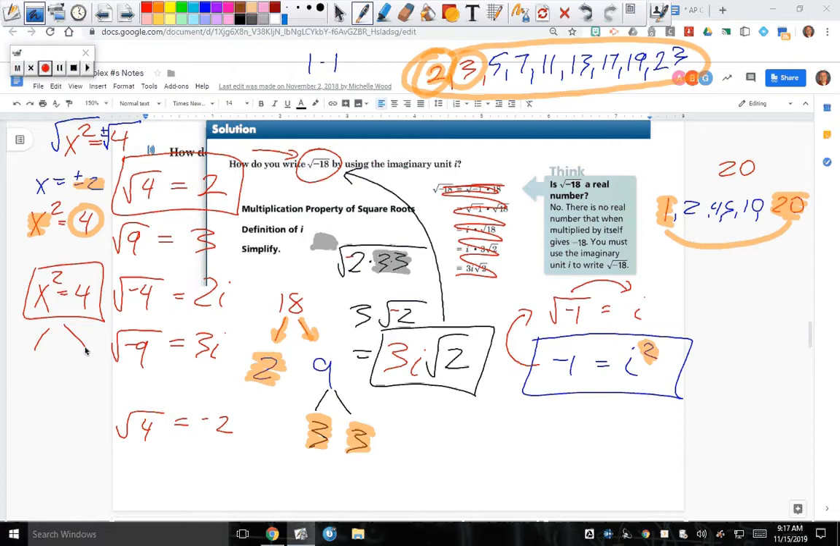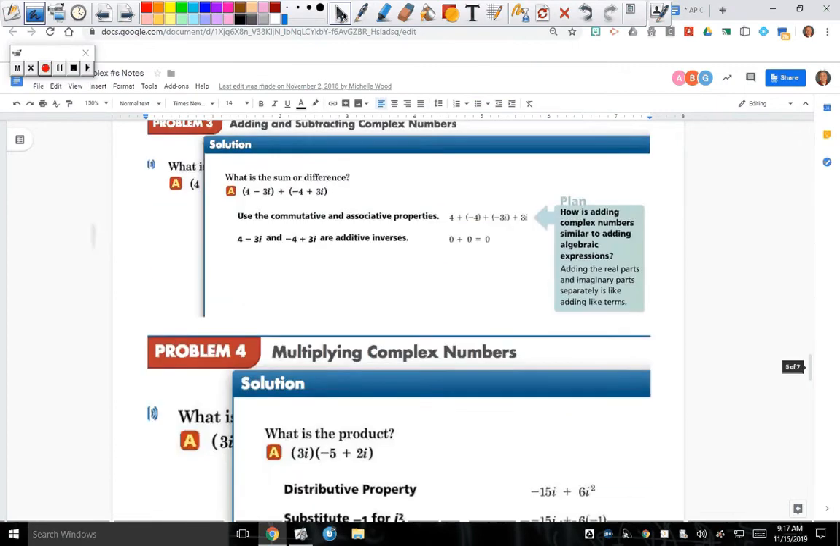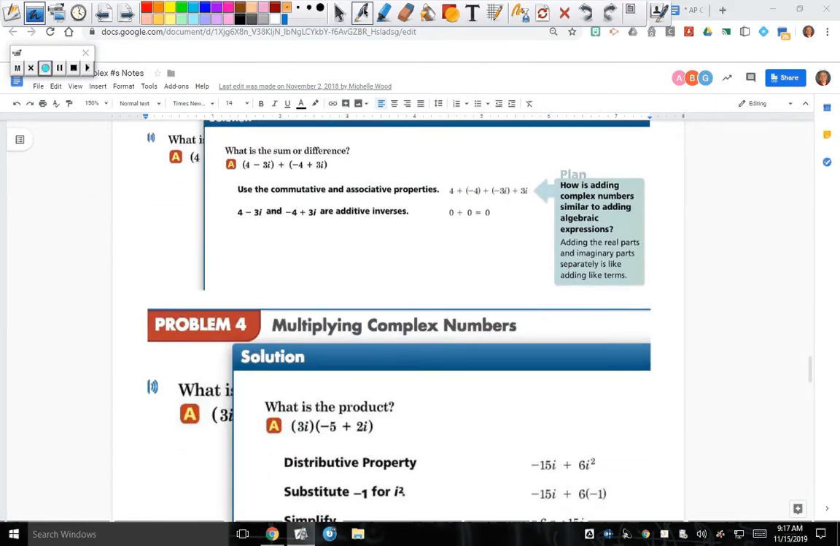Okay. So let's go now to adding imaginary numbers. Here we go. What I have right here is 4 minus 3i plus negative 4 plus 3i. What number is right there? 1. Positive or negative? Positive. So does it do anything to this? No. So I could write that with no parentheses.